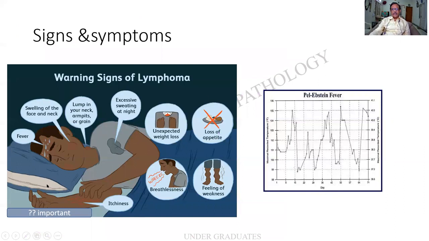The signs and symptoms can be there. You find there can be a fever, there can be a swelling because of the lymphadenopathy, there can be night sweats, weight loss obviously. Anybody who is sick will not be having a good appetite, breathlessness, feeling of weakness, etc. And the classical one is, as I told you, a period of fever and a drop. This is called the Pel-Ebstein type of fever, which can be seen in Hodgkin's. Generally, it is a low grade, but you will not be getting a fever with rigor, etc., as in malaria.